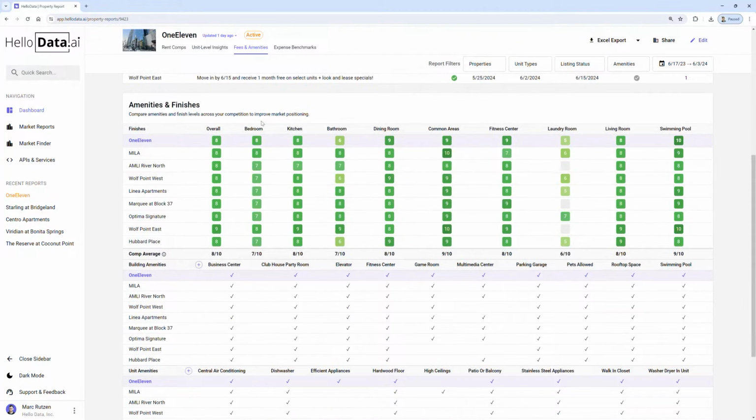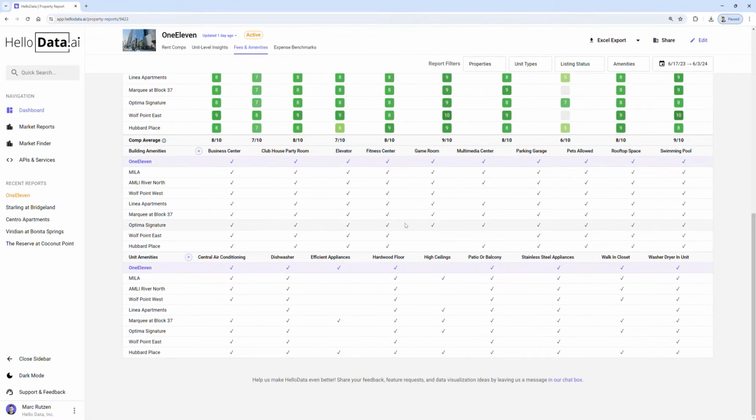And then below that, we have our amenities and finishes grid, which will show you the outputs of our computer vision model up top. This shows the comparison of the overall, and then the beds, kitchens, baths. This is what we extract from the listing photos for each of these properties. And so you can see where you sit relative to the market in terms of the outputs of our computer vision model. This is a representation of the condition and quality of each of these rooms and common areas across your comp set.